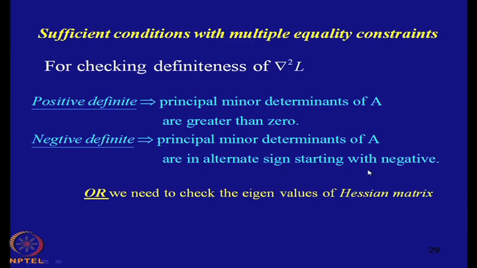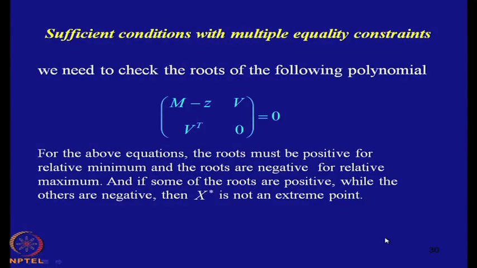Now, there is another method to check whether the Hessian matrix is positive definite or negative definite. It is called the eigenvalue method, and it tells us that if the eigenvalues of the given matrix are all positive, then the corresponding matrix is positive definite. For this, we can construct the characteristic equation for the given Hessian matrix.